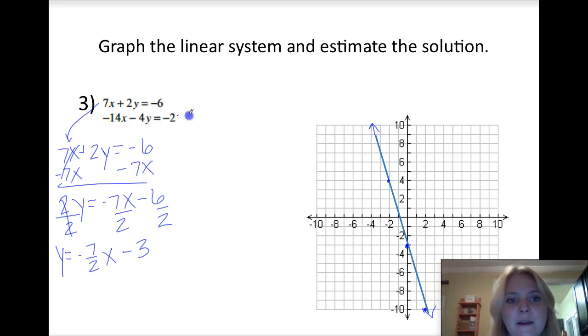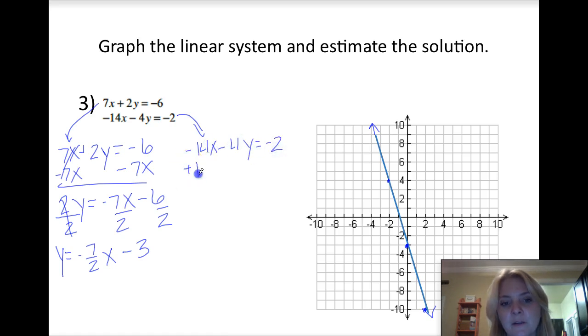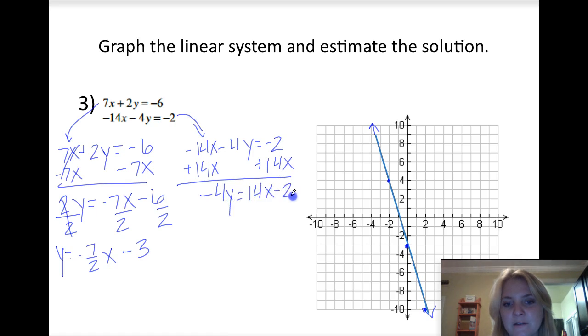And then we're going to write our second equation, negative 14x minus 4y equals negative 2, in slope-intercept form. So we'll add 14x to both sides. We're left with negative 4y equals 14x minus 2. Then we'll divide both sides by negative 4. So we are left with y equals 14 over negative 4, which simplifies down to negative 7/2 x, and that will be plus 1/2.